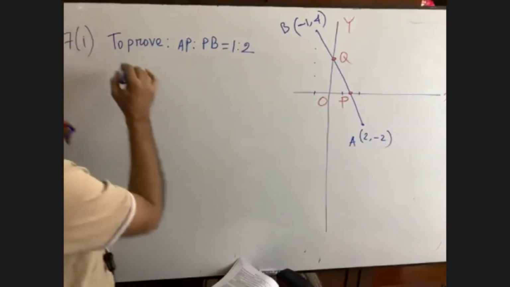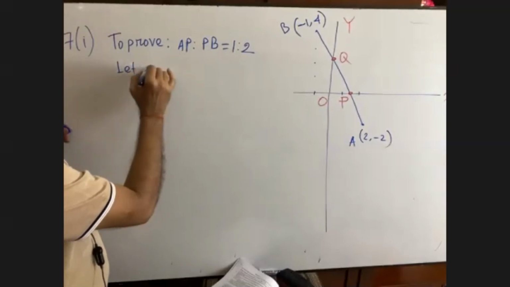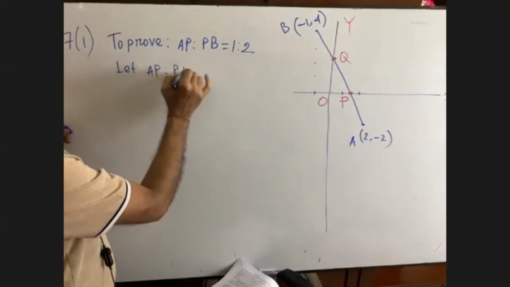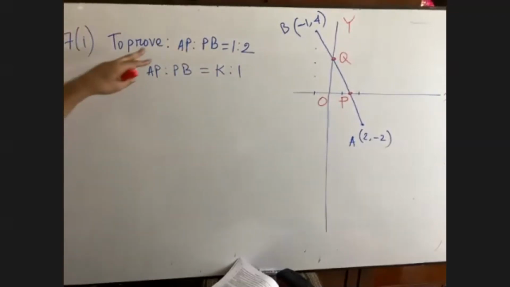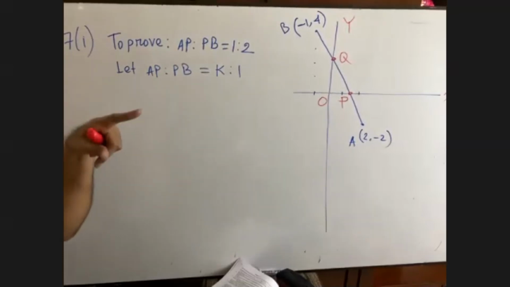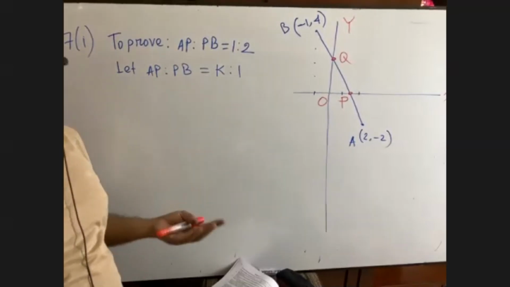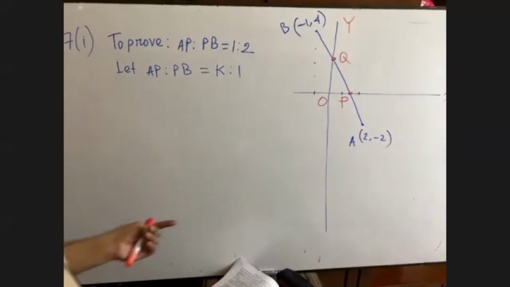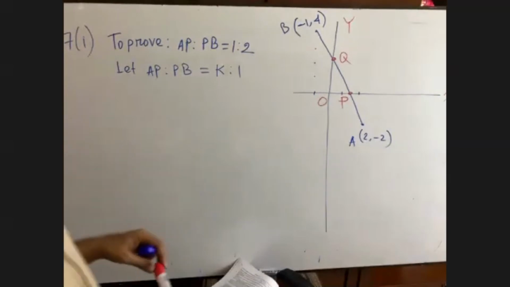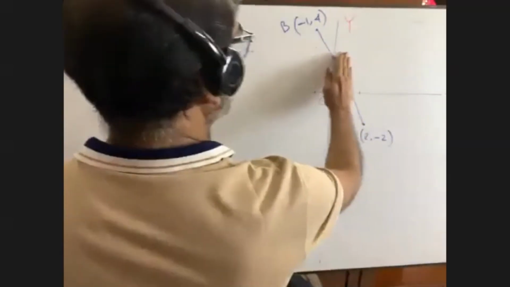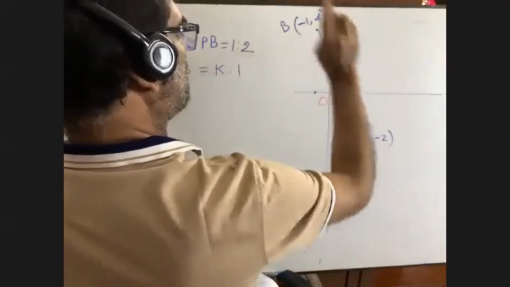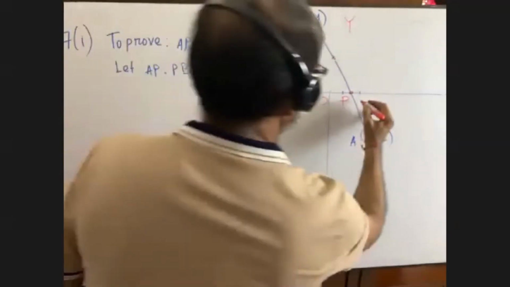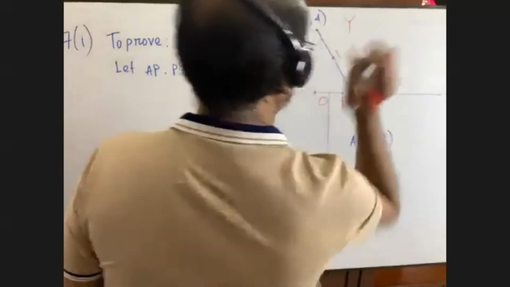What will you do? Write down, let AP is to PB is equal to K:1. We have to prove this, but we have to let it be so, because I told you in case of axis, if axis or excess is given, we always have to take K:1. For a while, we forget this Q. You think it is not given. Where this is K and this is 1.